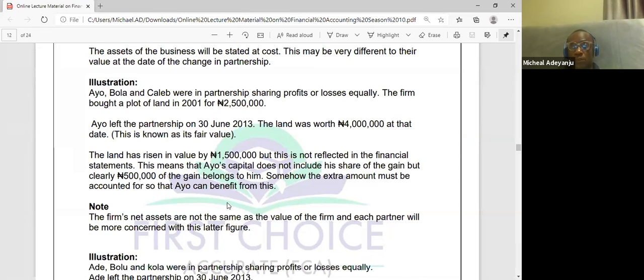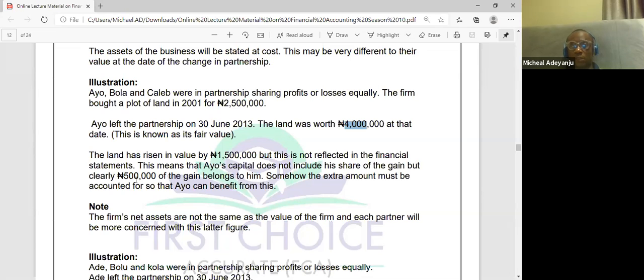How did they get this 1.5 million? The difference between this 2.5 million and 4 million is what the land has risen by, which is 1.5 million. But this is not reflected in the financial statement. This means that your capital does not include a share of the gain, but clearly 500,000 of the gain belongs to him.